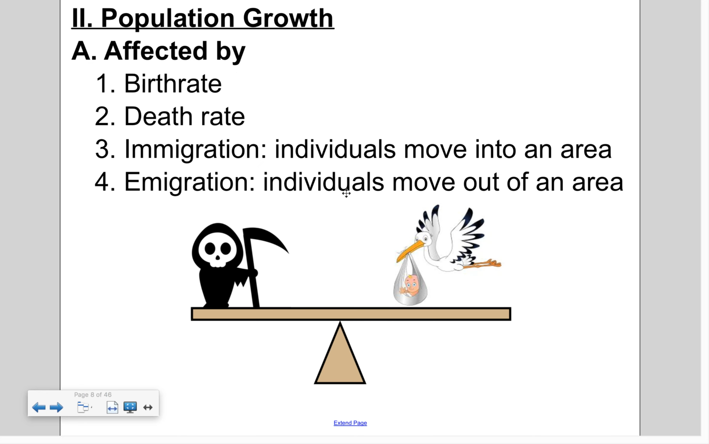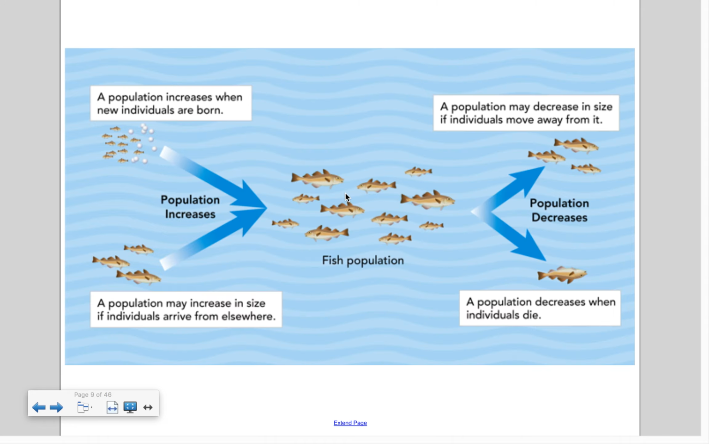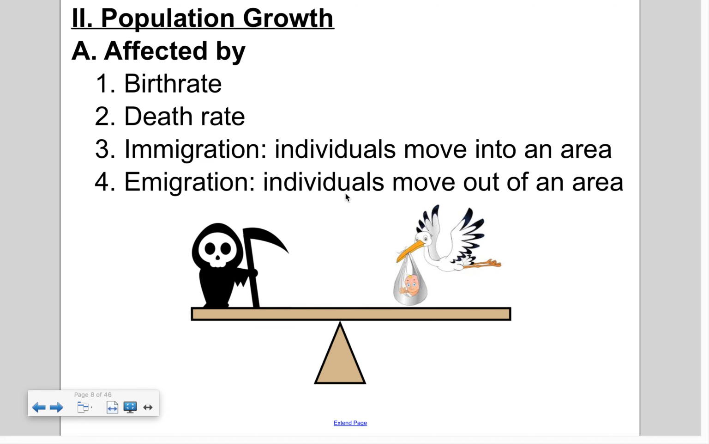Okay, so the last thing I want to talk about is population growth, I think. Oh, you know what? I'm going to stop right here. So tomorrow I'm going to continue on. Nope, I'm going to talk about this slide.